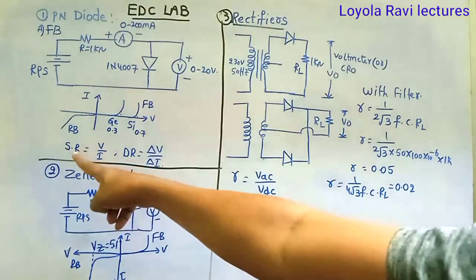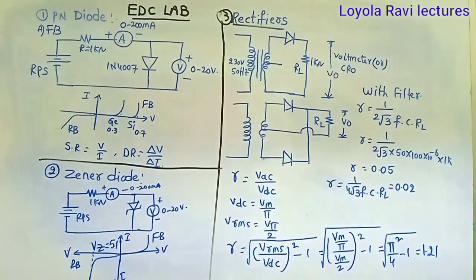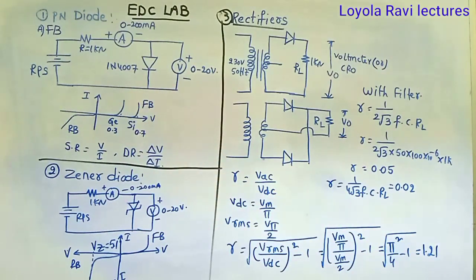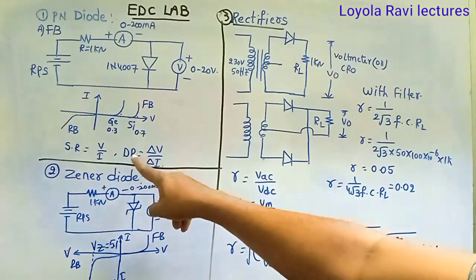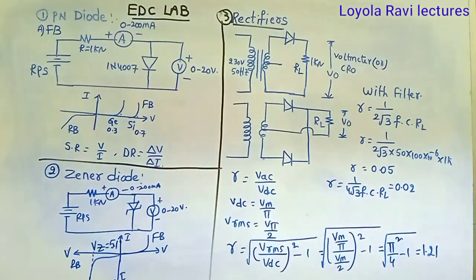After that, you can find the static and dynamic resistances. Static resistance is nothing but voltage by current, a single value you can take from the curve. It may be for silicon or germanium, in both forward bias and reverse bias. Similarly, you can find dynamic resistance, delta V by delta I, that means V2 minus V1 by I2 minus I1.